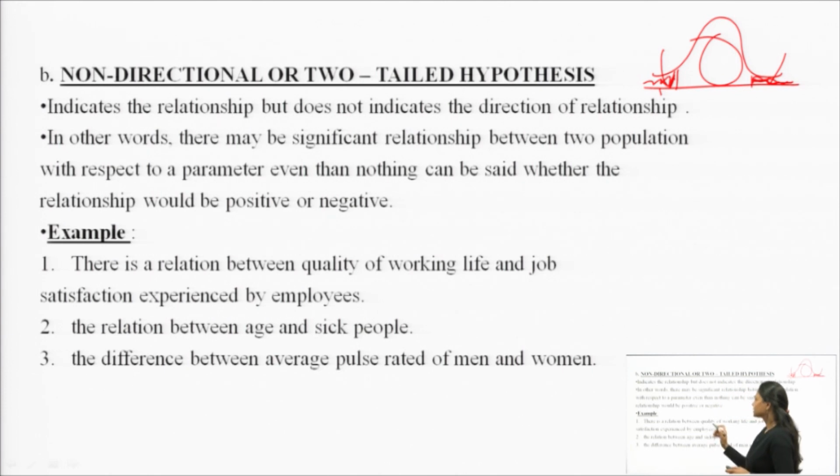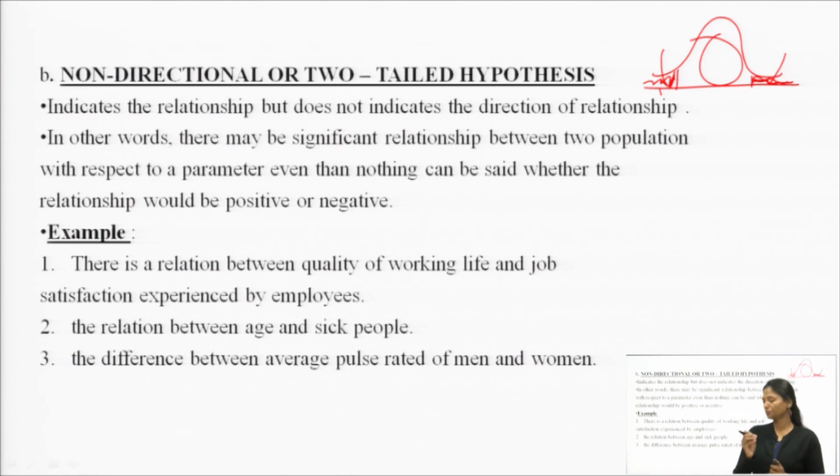So, for example, there is a relationship between quality of working life and job satisfaction. They are saying there is a relationship, but they do not know whether it is towards the positive side or towards the negative side, whether the quality of work life is giving you a positive result on the job or a negative impact on the job. We do not know, but yes, there is some relationship between quality of work life and job satisfaction experienced by the employees. In the same manner, there is a relationship between age and sick people, but we do not know whether higher age or lower age has an impact on the sick people.